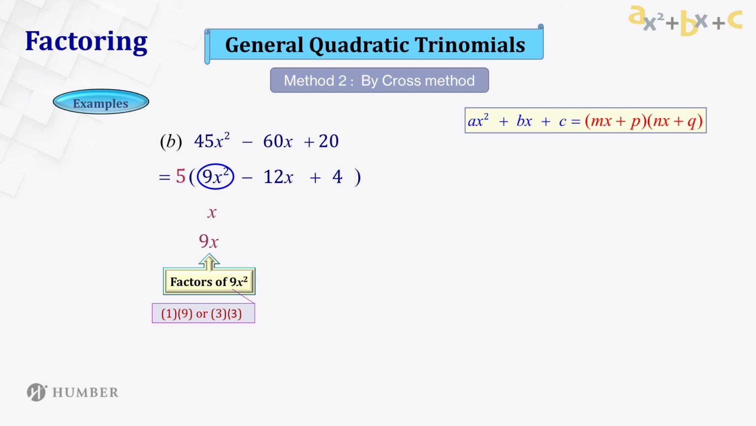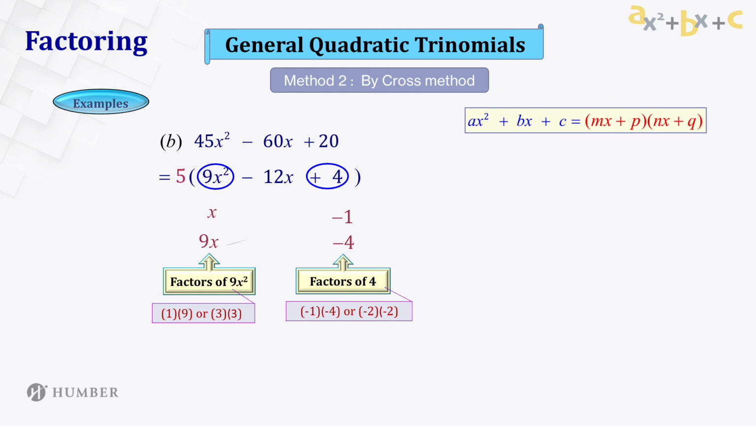Next, move to the last term. Find the factors of positive 4. Since the sign of the middle term is negative, both factors must be negative, as the coefficient of the middle term is the sum of the cross multiplication. So it can be either of two combinations as listed. Let's try -1 and -4 first.